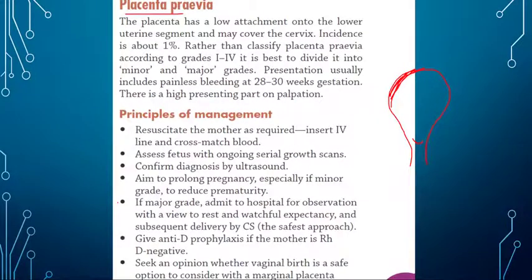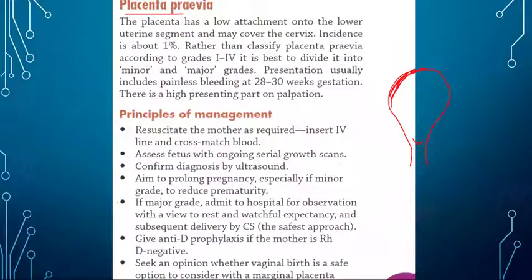So what is the management of placenta previa? The management, first of all, because the patient is bleeding, you need to resuscitate the mother. So insert an IV line, take blood for grouping and cross-matching, start the patient on IV fluid, and if the patient is still bleeding and the blood comes, then you can also give a blood transfusion.